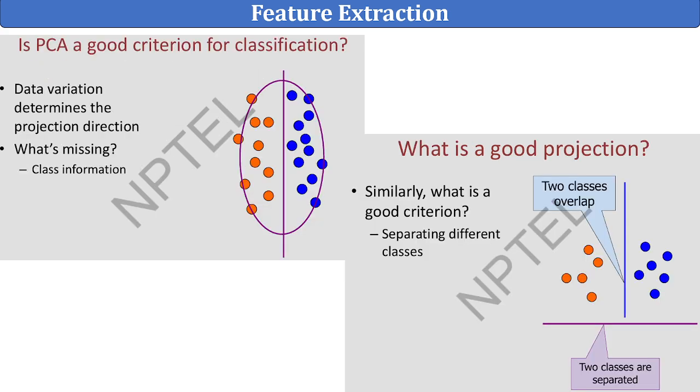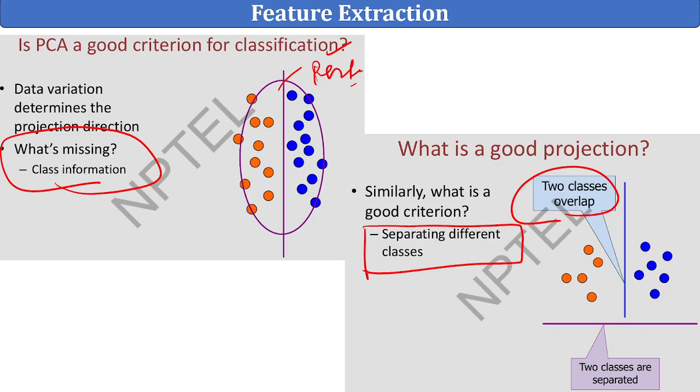So is PCA a good criterion for classification? Yes, it can be. It will sometimes give better classification, but sometimes we're going to miss the class information also. So what is a good projection? When two classes overlap, it should be able to separate the different classes.